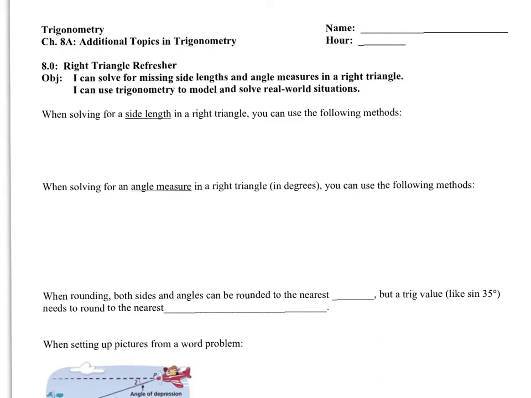In 8.0, we're just going to do a little right triangle refresher. It says when solving for a side length in a right triangle, the following options are available. You could do Pythagorean Theorem. If you know two of the three sides, you can find the missing side by taking a squared plus b squared equals c squared. You could also utilize Sohcahtoa if you know an angle measure.